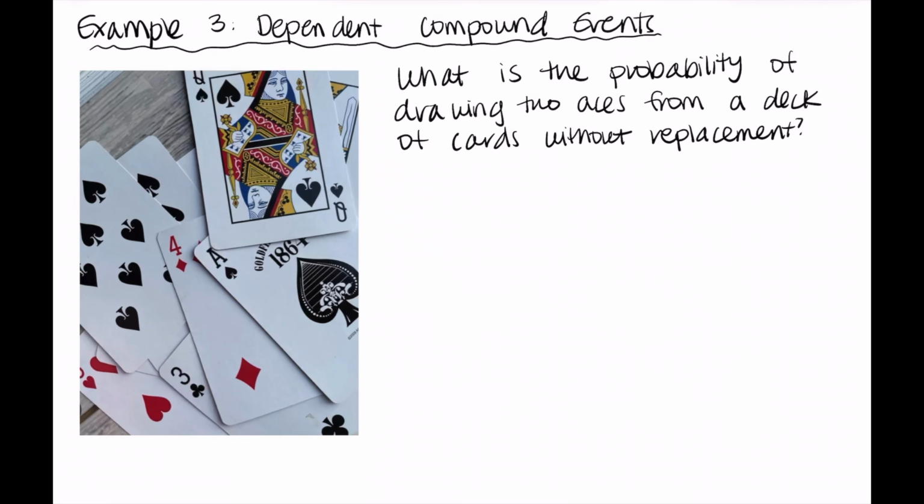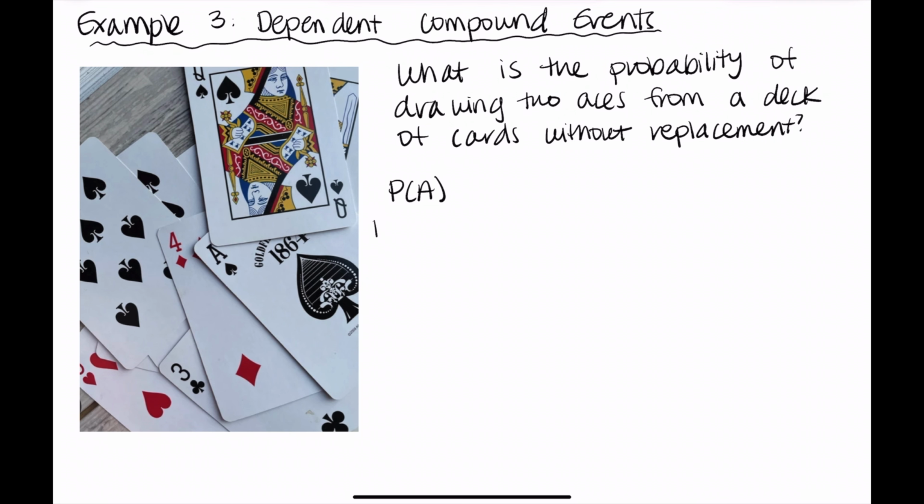And now we'll get into our third and final example for today. This will be a dependent compound event, and it is asking us, what is the probability of drawing 2 aces from a deck of cards without replacement? So here we have probability of A, which is the probability of drawing an ace. We know that there are 52 cards in a deck, and 4 of them are aces, so the probability of A would be 4 over 52.